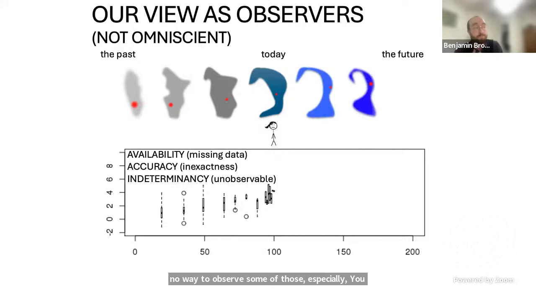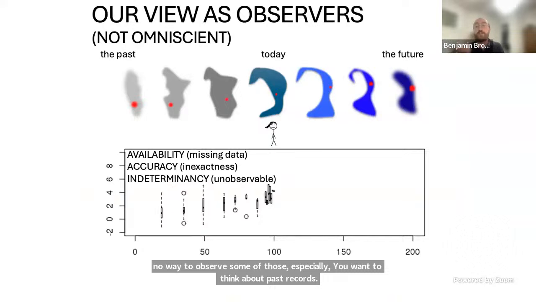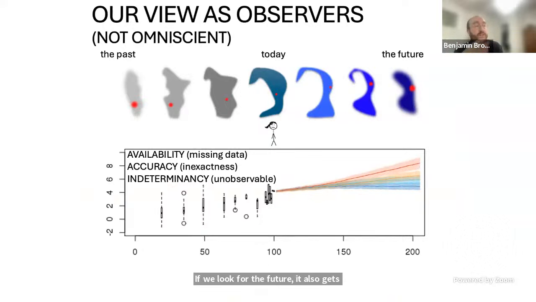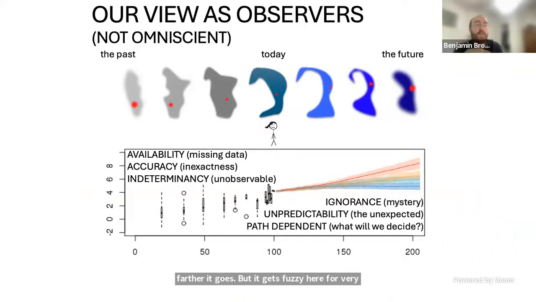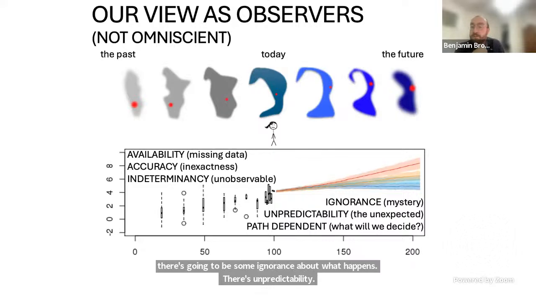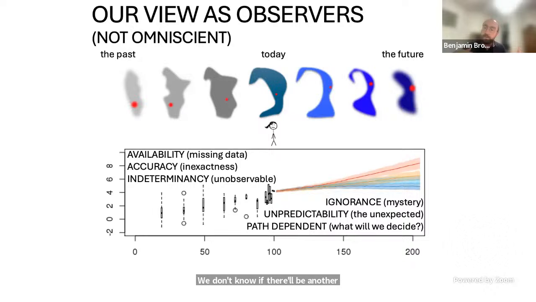If we look towards the future, it also gets fuzzier the farther it goes, but it gets fuzzier for very different reasons than past observations. Part of this is just the mystery of living in this universe. We don't know everything, so there's going to be some ignorance about what happens. There's unpredictability. We don't know if there'll be another Mount St. Helens eruption, or if another comet will come and give us a little bit of an ice age for a bit. We just don't know some of those things.